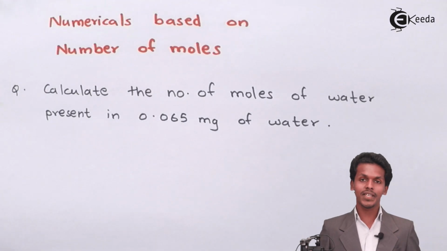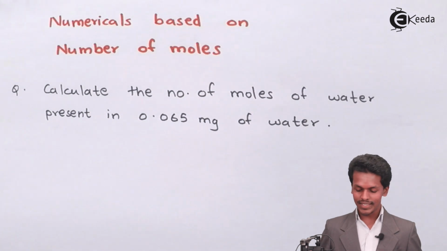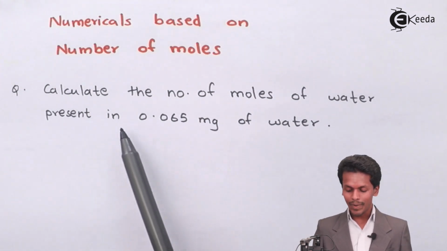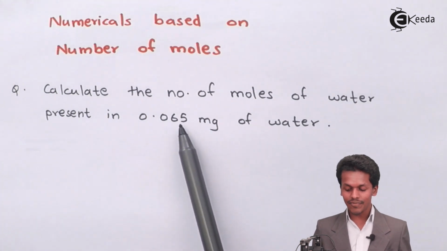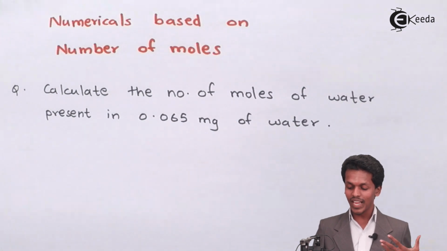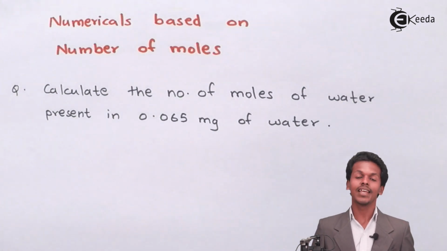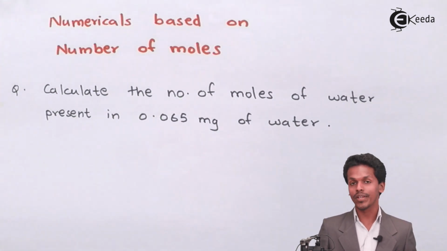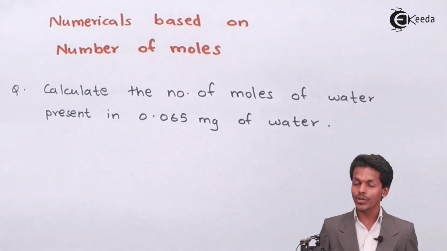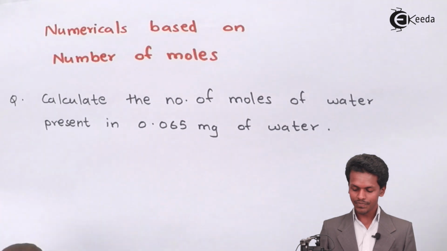So there is a question on your screen, which says that we have to calculate the number of moles of water present in 0.65 milligram of water. So the first thing we have to do is calculate how we can find the number of moles of water present in this amount of the compound, that is water. The first thing we are going to do is calculate the molar mass.